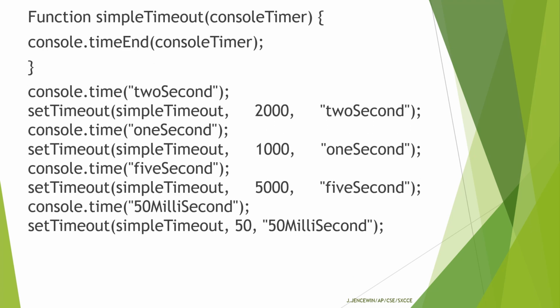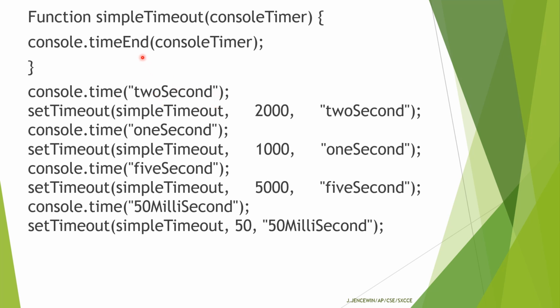So here we are defining one function that is simpleTimeout. It takes one argument, and this actually calls another function, that is console.timeEnd. In Node we have two functions: one is called console.time and another is console.timeEnd. console.time is used to start the timer. If we pass any argument with this, the timer is tagged with that particular label. If you do not pass any argument here, the timer is tagged with the default.